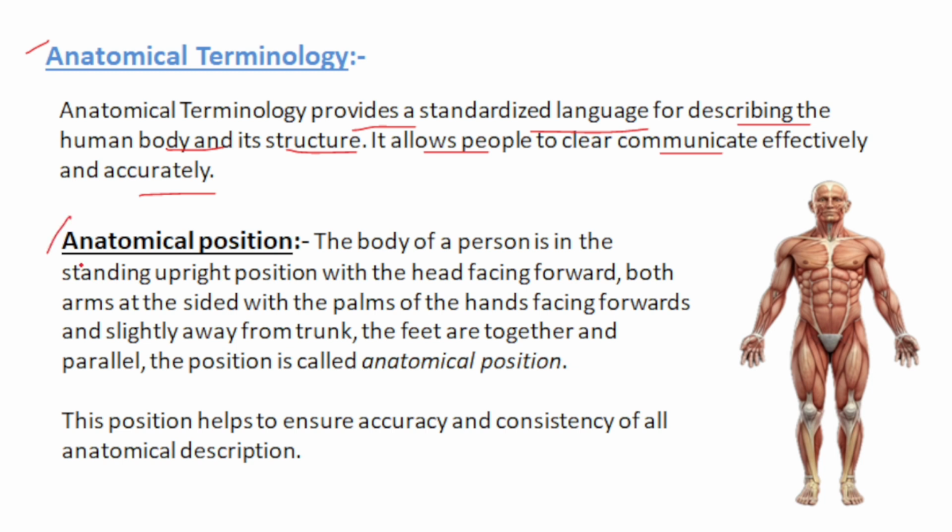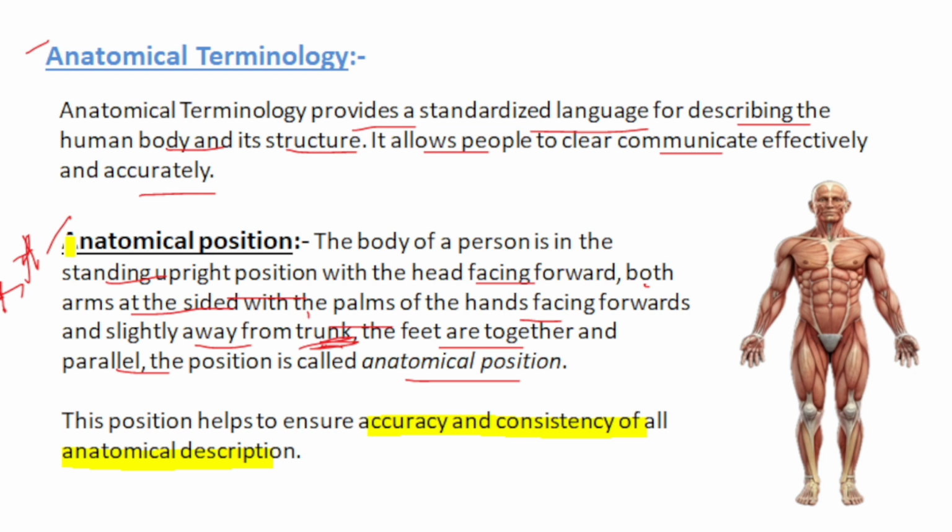Then anatomical position. It is an important definition in our anatomy. The body of a person is in a standing upright position with the head facing forward and both arms at the side, with the palms of the hands facing forward and slightly away from the trunk. The feet are together and parallel. This position is called anatomical position. There the trunk means the human body. This position helps to ensure the accuracy and consistency of all anatomical descriptions.